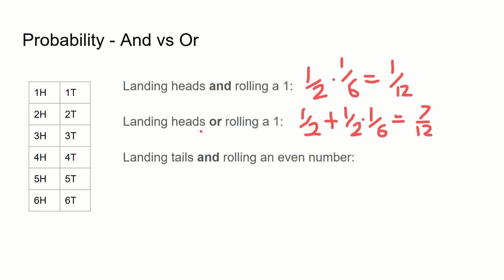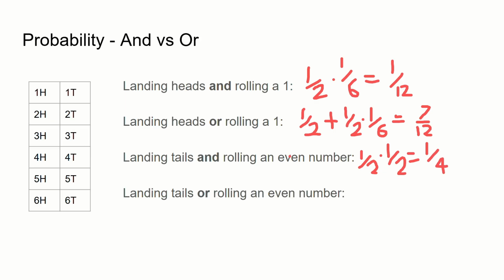And what about landing tails and rolling an even number? So it doesn't have to be just one outcome, we could have a group of outcomes that we want. Landing tails could be these 6, and rolling an even number is half of them. So for each of them, it's half, and so the chance of landing tails is half. The chance of rolling an even number is half. The chance of them both happening is a half times a half, which is a fourth. But the chance of either of them happening, the chance of landing tails, is a half.